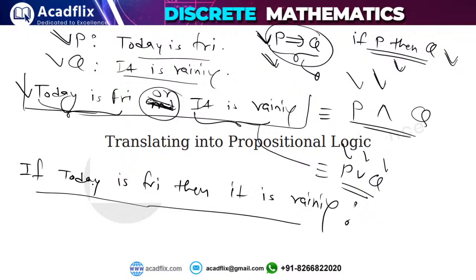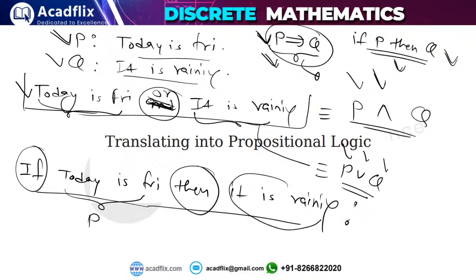So this English statement is also of the form if P then Q, if then, and now this is our P, because you can see today's Friday is represented by P. It is raining, it is represented by Q. So we have if P then Q, and if P then Q, how do we write it? We write it like this: P implies Q. Okay, so let's see few more complicated examples.